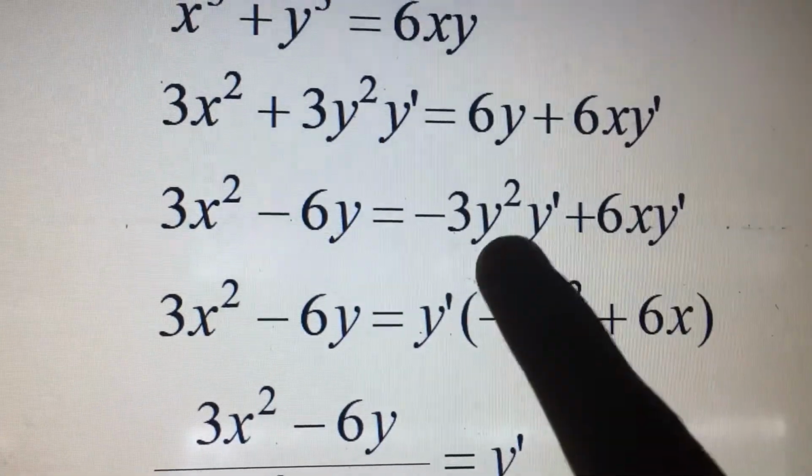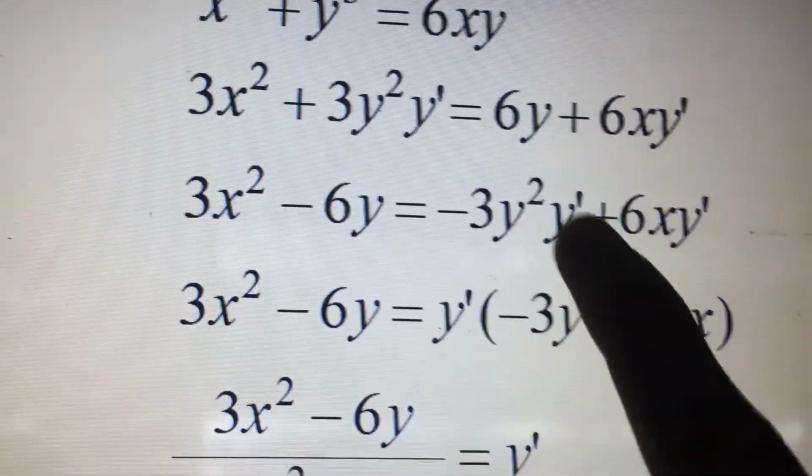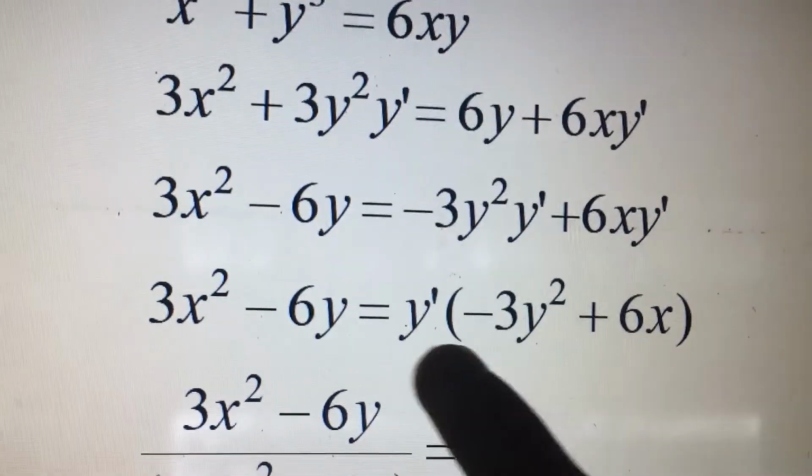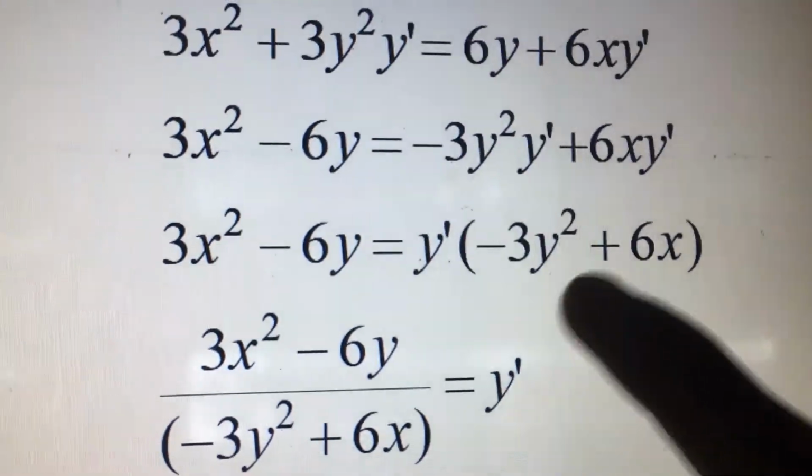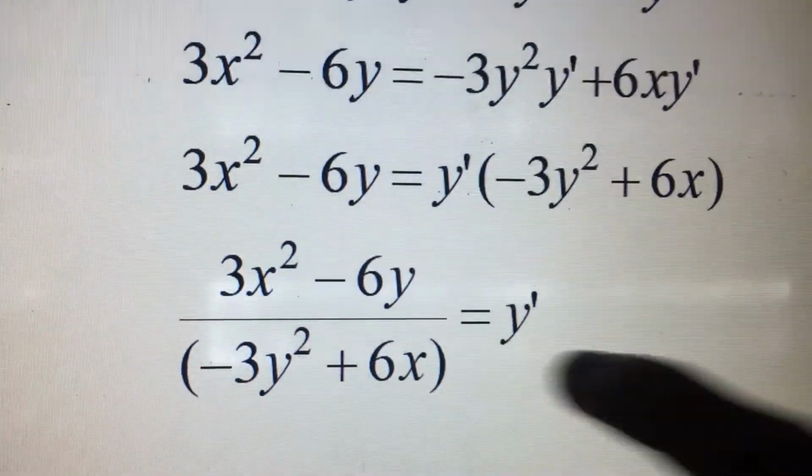Okay? So, after this one, you are going to factor out. Itong y prime, ilabas mo dapat. Kaya ito na yung sagot. Then, divide both sides by nito, the answer is this one.